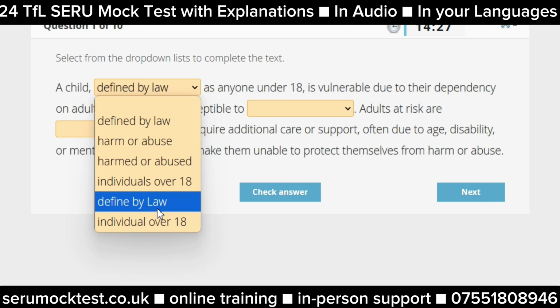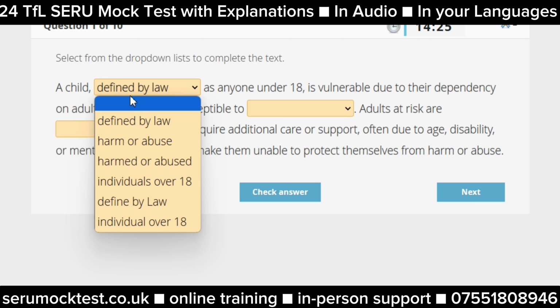Secondly, the word law is a common noun, not a proper noun. So therefore, lowercase will be used here.